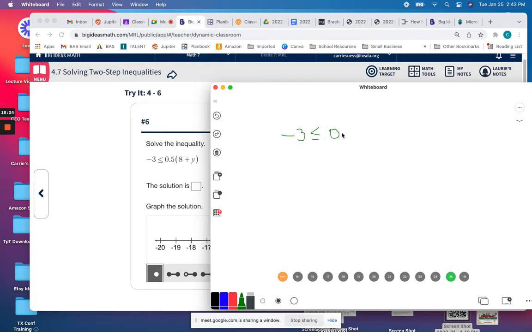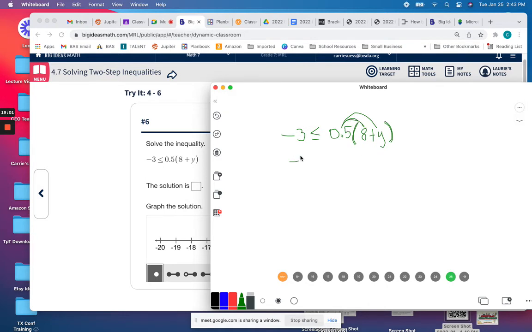All right, so 0.5, open parentheses, 8 plus y, close parentheses. All right, so what's the first thing we need to do? Divide. Nope. When you have a number outside these parentheses, it means multiply. So we need to distribute. Distribute.